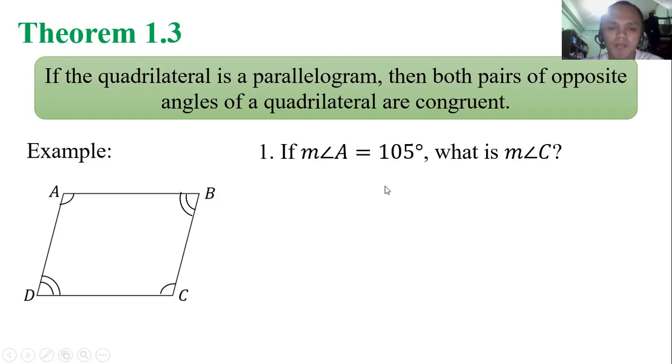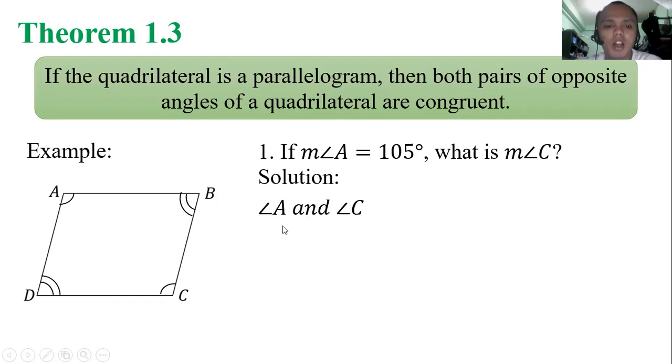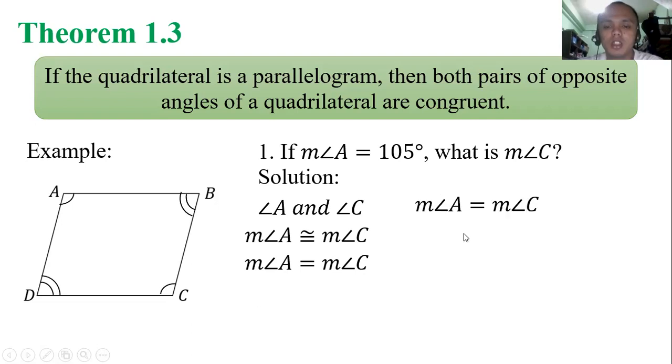Now, example here. If measure of angle A here is 105 degrees, what is measure of angle C? Since they are opposite angles, angle A and angle C are congruent, therefore they are equal. If your measure of angle A is 105 degrees, we have here 105 degrees equal to your measure of angle C. So parehas lang, 105 degrees din yung measure of angle C natin.